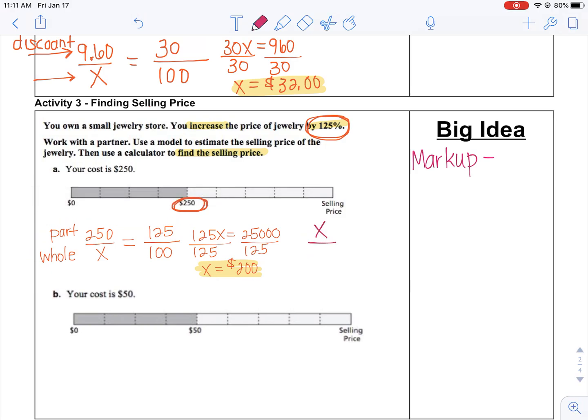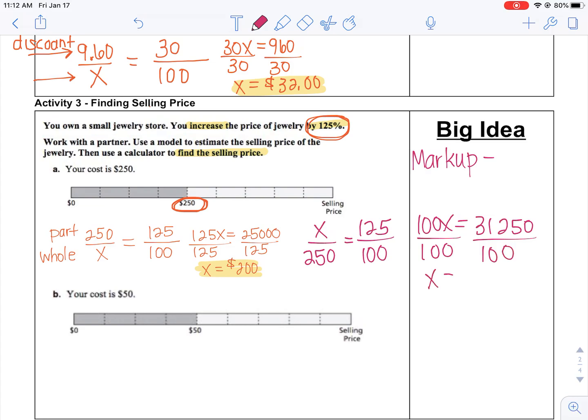So let's try it the other way. X over 250 equals 125 over 100. 100x equals 31,250. X is equal to $312.50. So let's think about this now.